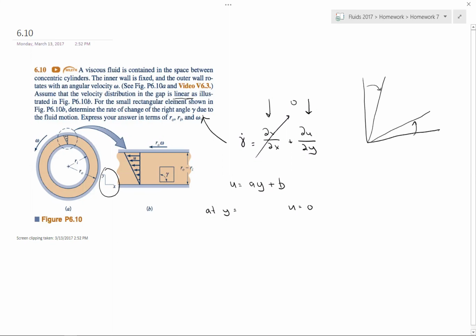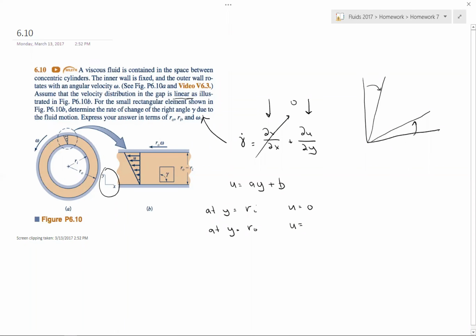So now we have to find something else. So at y equals what? Where else do we have a boundary? Right, at y equals r0, what does u equal? Be careful there. And I know you mean omega, right? But take a look at the picture. Which direction is it? And negative, that's exactly right. So there, u equals negative omega r sub 0.